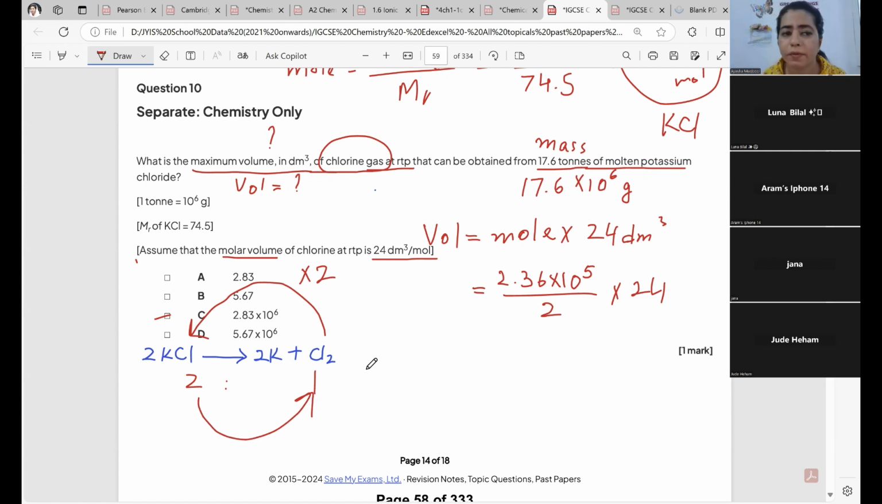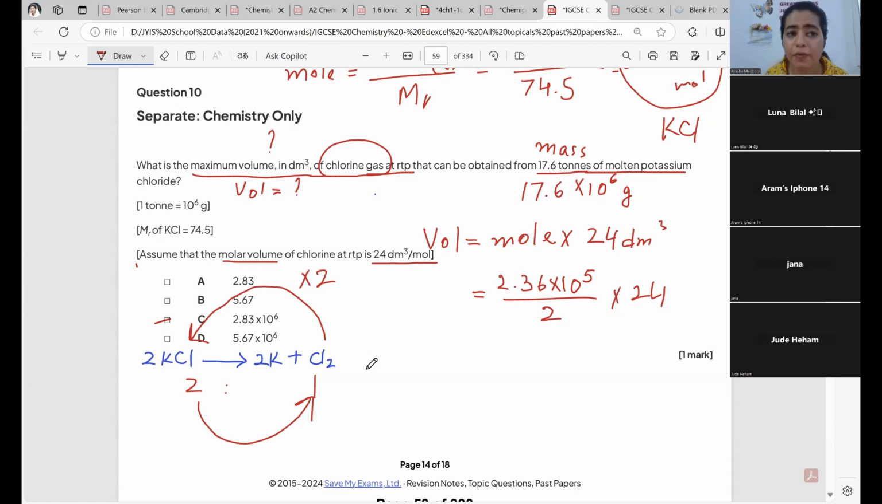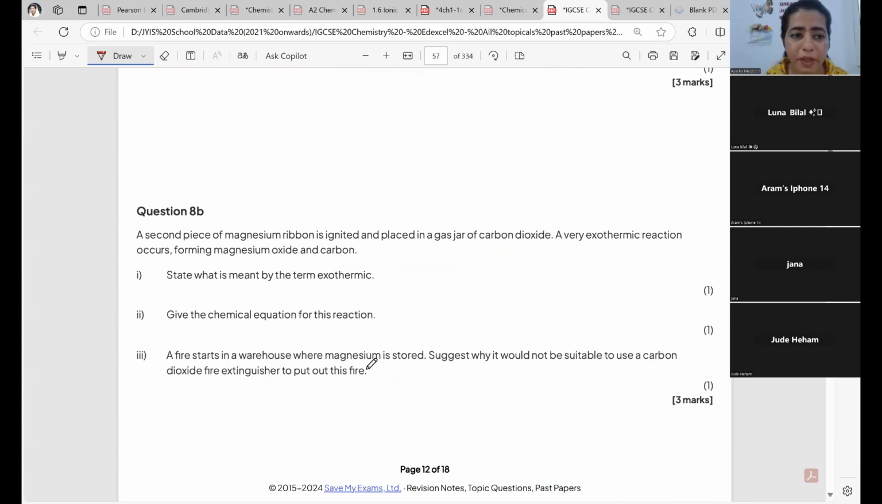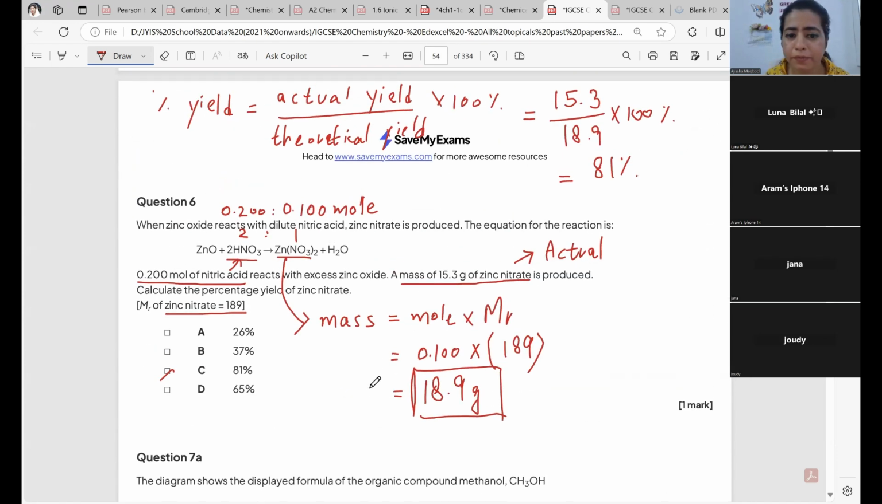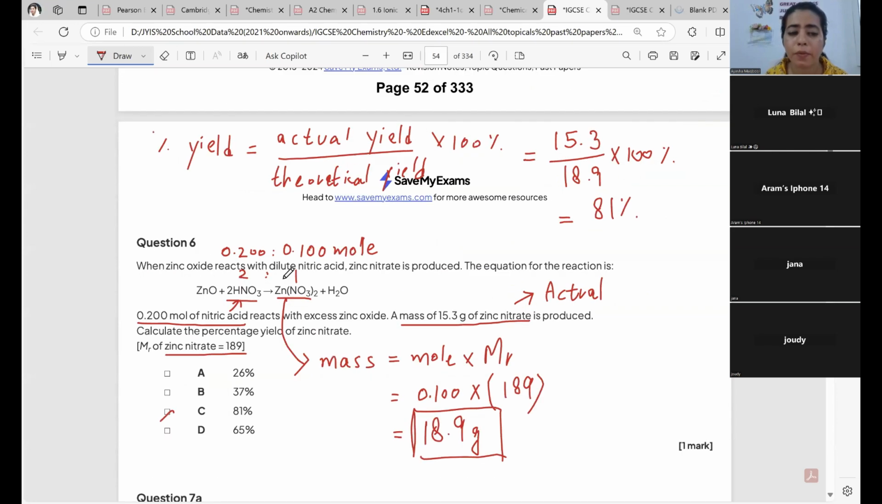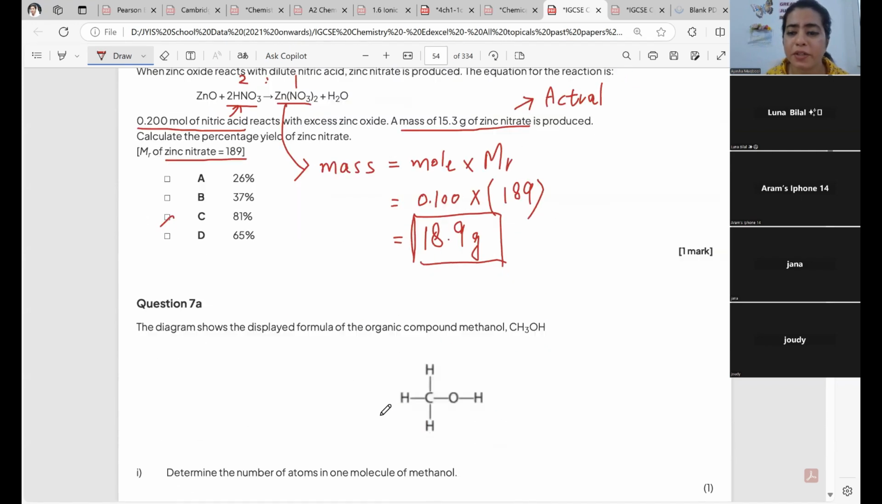Yes. Okay, I understood this part, but can you go back to question number 6, sorry? Sure. Yes, this one. Here it was 0.200, so we divide it by 2 to get 0.1. 0.2 was the original. Divided by 2, we got 0.1. It's divided by 2 to go over there. Okay, the ratio is 2 to 1.